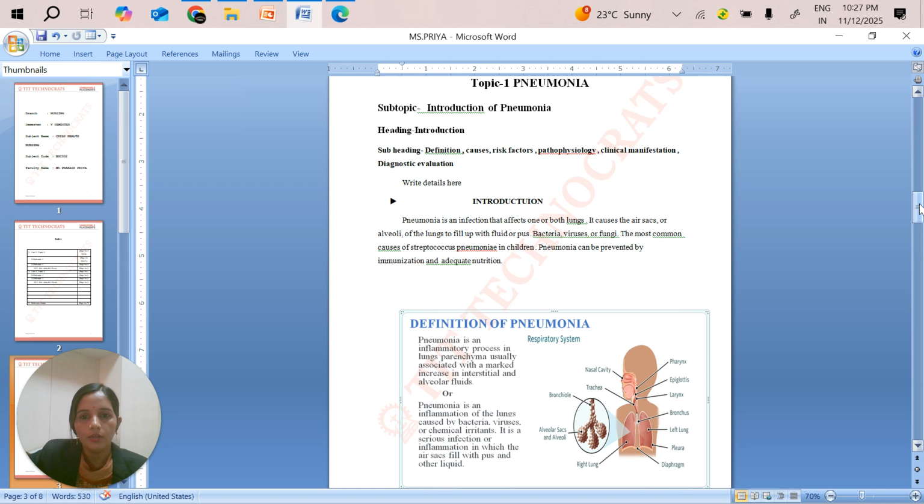First of all, introduction. Pneumonia is an infection that affects one or both lungs. It causes the air sacs or alveoli of the lungs to fill up with fluid or pus, from bacteria, viruses or fungi. The most common cause of pneumonia is streptococcus. Pneumonia can be prevented by immunizations and adequate nutrition.